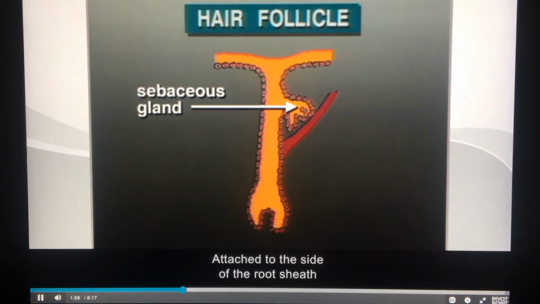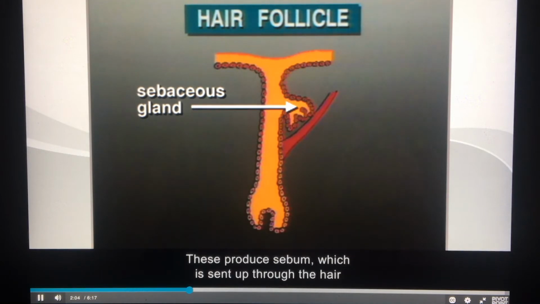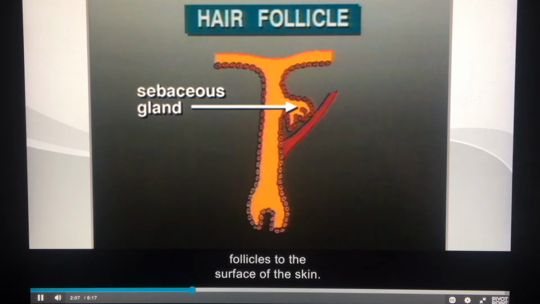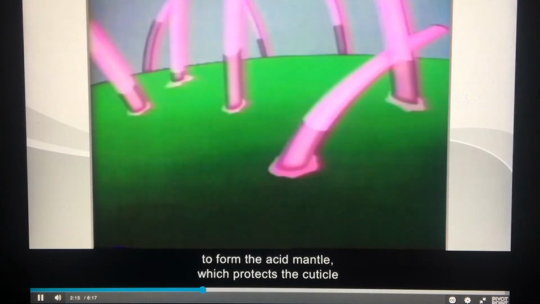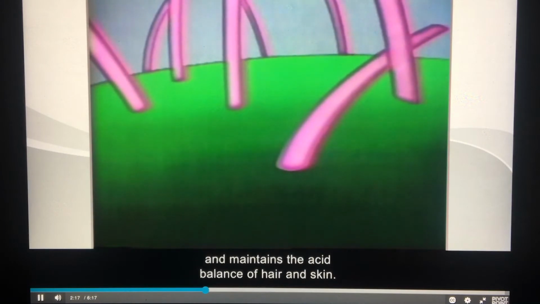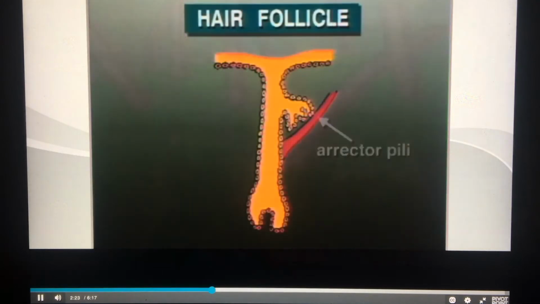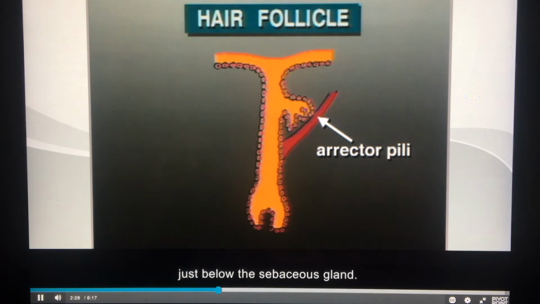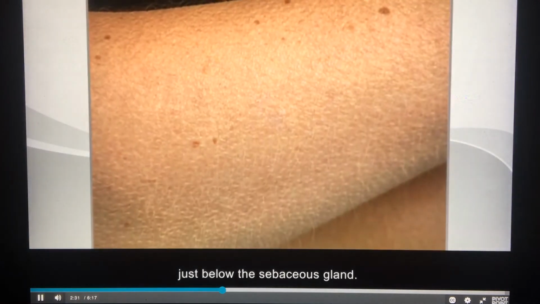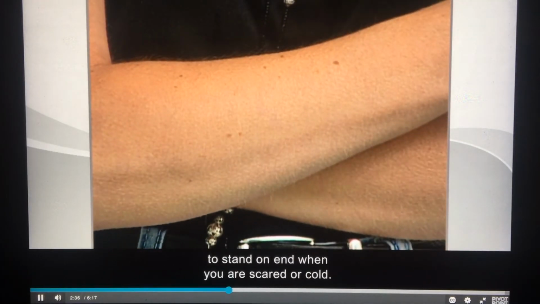Attached to the side of the root sheath are the sebaceous or oil glands. These produce sebum, which is sent up through the hair follicles to the surface of the skin. Sebum mixes with the body's perspiration to form the acid mantle, which protects the cuticle and maintains the acid balance of hair and skin. The Erector Pili muscle comes from the cells in the dermis that attach to the follicle just below the sebaceous gland. This is the goosebumps muscle that causes hair to stand on end when you are scared or cold.